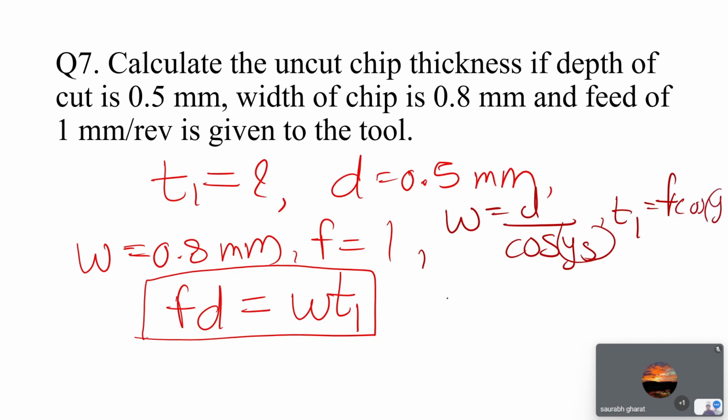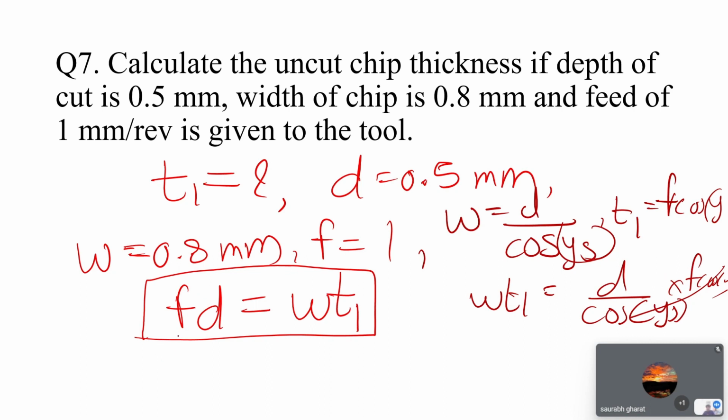Okay, just multiply this. It will be equal to W into T1, which is equal to D into D cos phi into F cos phi. It will be cancelled out, so it will be D into F into D. Okay, this is your formula. What you need to find out is T1.